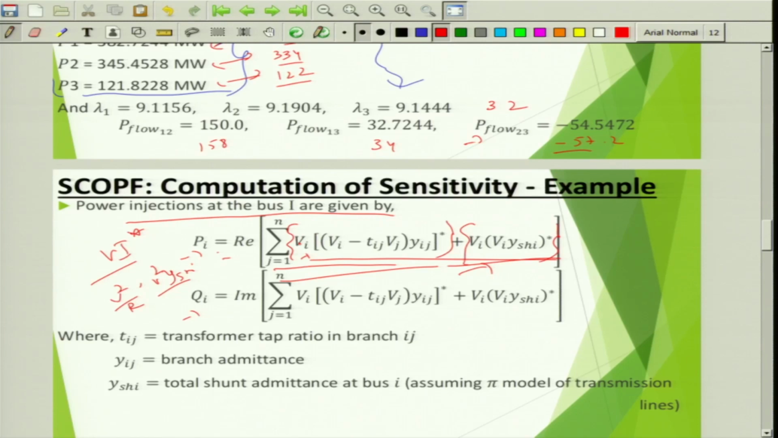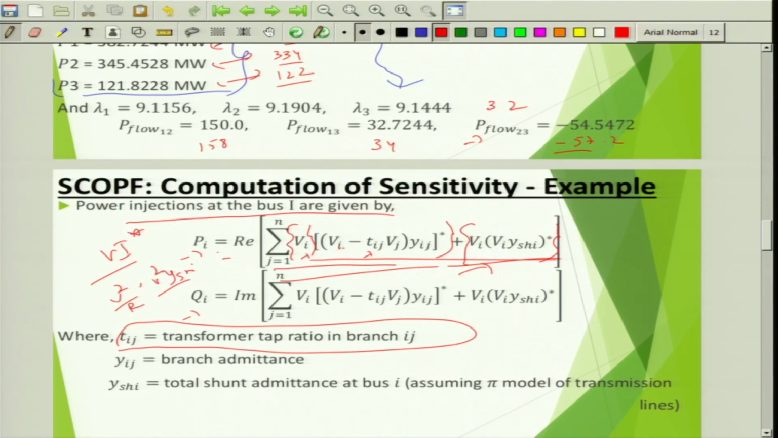Here you can see there is a bus voltage, we are speaking with respect to bus i. So Vi is that bus voltage, and there is a current which flows between that bus and any other bus, depending upon whether a line is connected between that bus and any other bus in the network or not. See, Tij is the transformer tap ratio in branch ij. Now let us say this is just an integer.